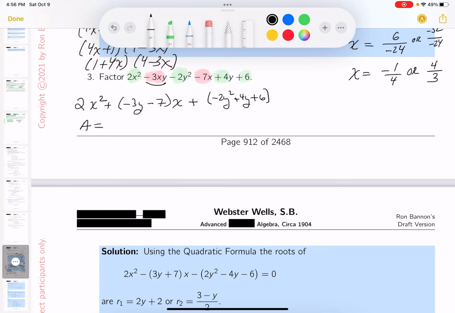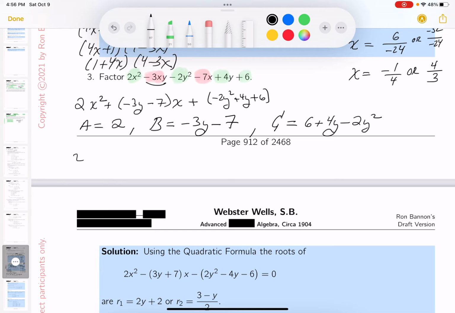A is 2. B is minus 3y minus 7. And the C is going to be, well, I'm going to write it a little bit differently. I'm going to write it as 6 plus 4y minus 2y squared. So I can use the quadratic formula. I have no other choice. I don't think I could do it otherwise, not by trial and error. Not me, anyway. Let's take a look.